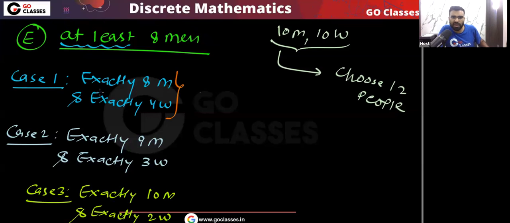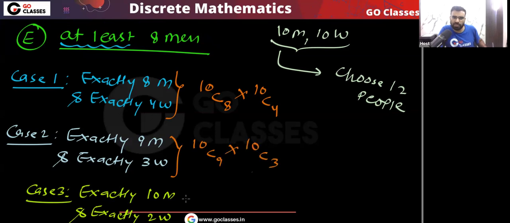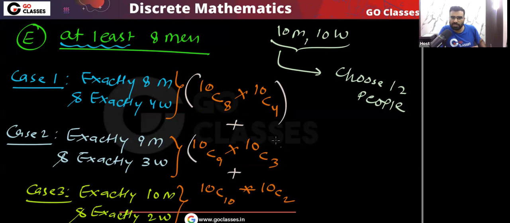Now you can easily find how many ways in case 1. In case 1, from 10 men you are choosing 8 men, and from 10 women you are choosing 4 women. In this case, from 10 men you are choosing 9 men, from 10 women you are choosing 3 women. In this case, from 10 men you are choosing 10 men, and from 10 women you are choosing 2 women. So you can just add all of them. That will be the answer. This value plus this value plus this value. That will be the answer for part E.